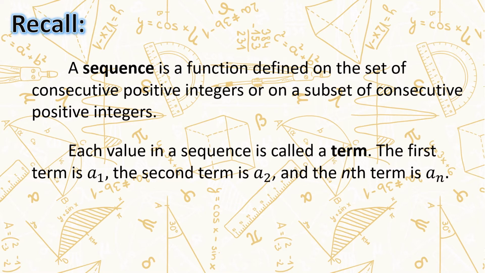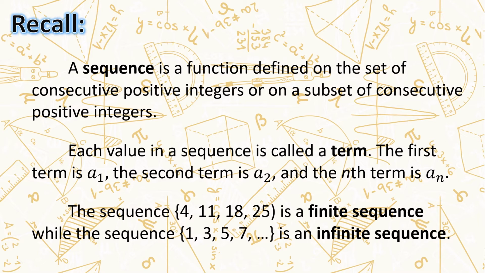Each value in a sequence is called a term. The first term is usually denoted by a subscript 1, or a sub 1. The second term is a sub 2. The nth term is denoted by a sub n. The nth term is also called the general term of the sequence.